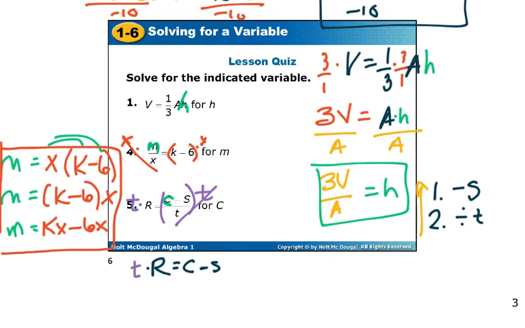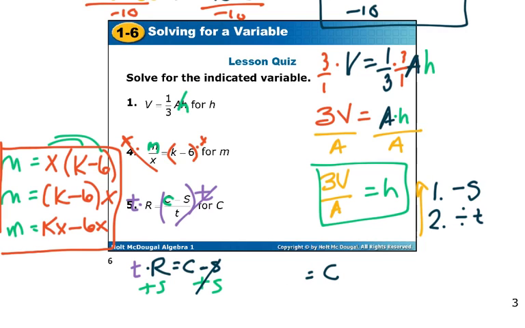If you want to, you can keep those parentheses around the c minus s, but because there's nothing outside of those parentheses, they're really unnecessary. It's like writing a 2 with parentheses around it. Doesn't really change it. Alright, so then we have a subtracting s, and so we have to undo that by adding s. And so now we're going to end up with our c all by itself. Our s's cancel, and so it's going to equal t times r.